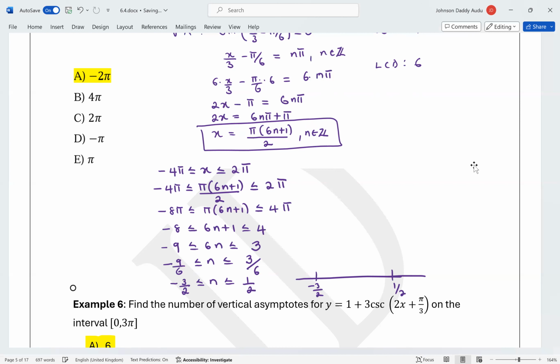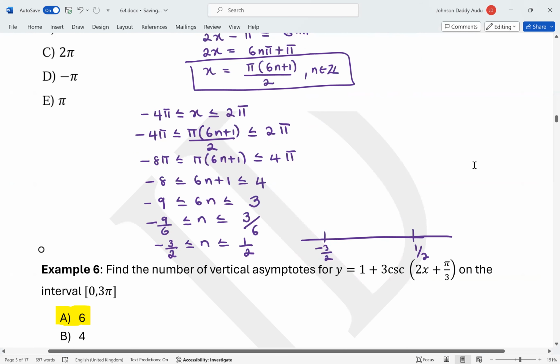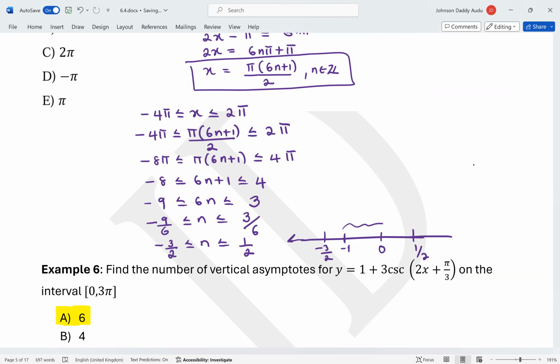So we see, how many possible zeros can we get? Not possible zeros, how many integers can we get here? Now, if this is minus 3 over 2, then somewhere here is going to be minus 1, and also here is going to be 0, right? So the only integers we have between minus 3 over 2 and a half are just 2: n equals minus 1 and n equals 0. So these are the only two integers that we can get in this range.